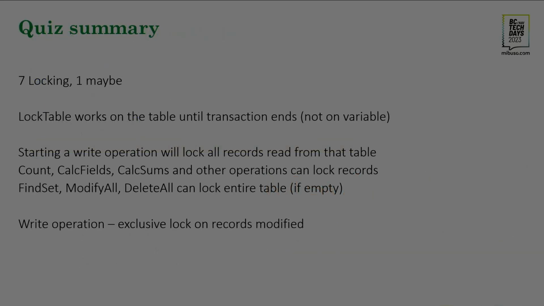So you have seen 7 locking examples and 1 maybe. And basically, we have shown you the most common cases that are causing locks, with the desire just to share which problems we have seen. The learnings are that LockTable works until the transaction ends, and it's not connected to the variable. Starting a write operation is going to lock all the records read from the table. It's especially impactful if you're doing Count, CalcFields, CalcSums, FindSets, ModifyAlls, DeleteAlls. They have the potential to lock the entire table if it is empty, in these cases for the bulk operations. And the write operation is going to do an exclusive lock on the records modified.